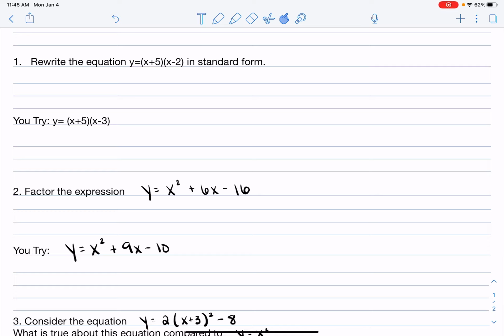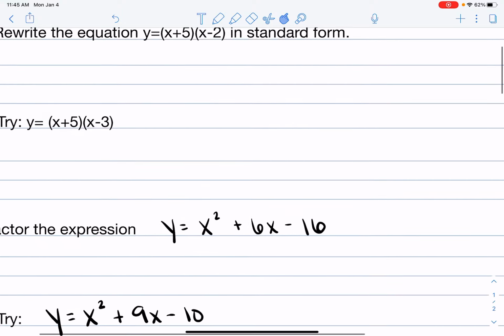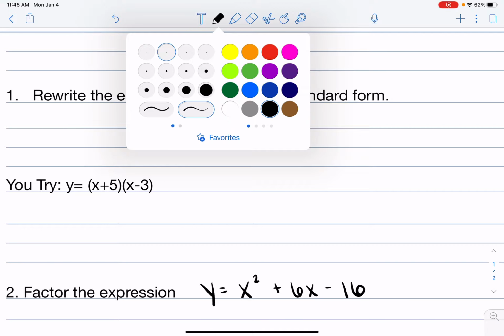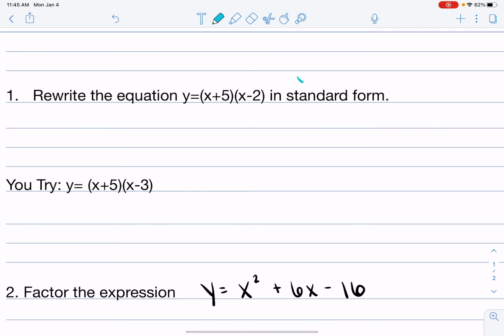So one of the first questions that we looked at a lot in our last section, but also on the summative, was asking us to rewrite the equation. So something like this, y equals x plus 5 times x minus 2 in standard form. So this is in factored form, and remember standard form is y equals ax squared plus bx plus c. And the way that we rewrite this equation to get to standard form is just by multiplication.